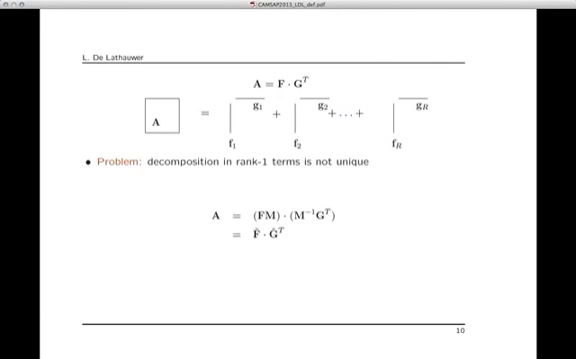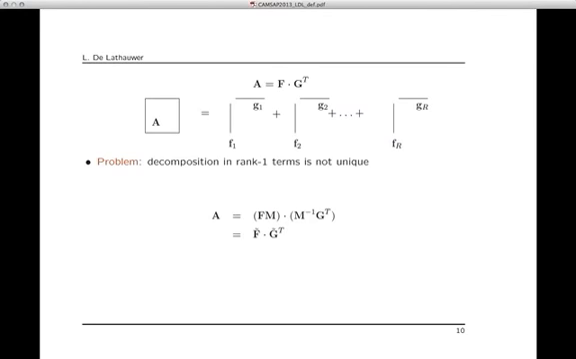This decomposition is by no means unique. You can plug in any non-singular M here and its inverse there, and you get two new matrices, F tilde and J tilde, and you will get a new decomposition in rank 1 terms. So there is no way that you can say this one is better than the other. They are just equivalent. They yield exactly the same fit. And so that's a very fundamental limitation of matrix algebra.